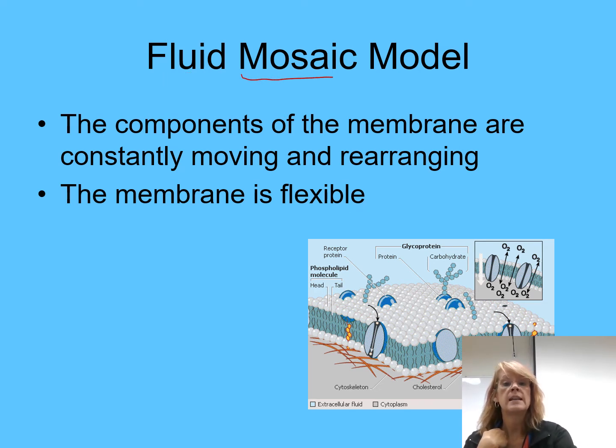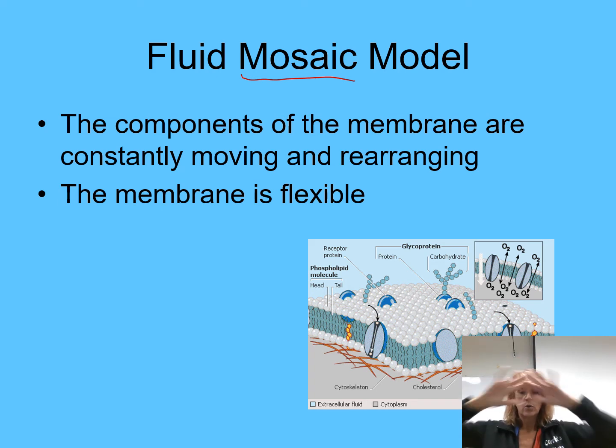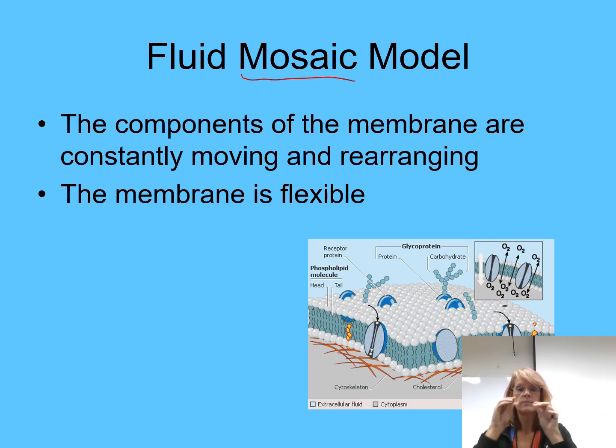In the case of mosaic, if you do art, mosaic art tends to be like you take pottery and you just crush that pottery, you smash it, and then you take the little pieces and you put those little pieces together to make your piece of art. Well, mosaic means multiple parts. So the fluid portion means that our cell membrane is fluid, it's flexible. Mosaic lets you know that our cell membrane is made up of lots of different parts.